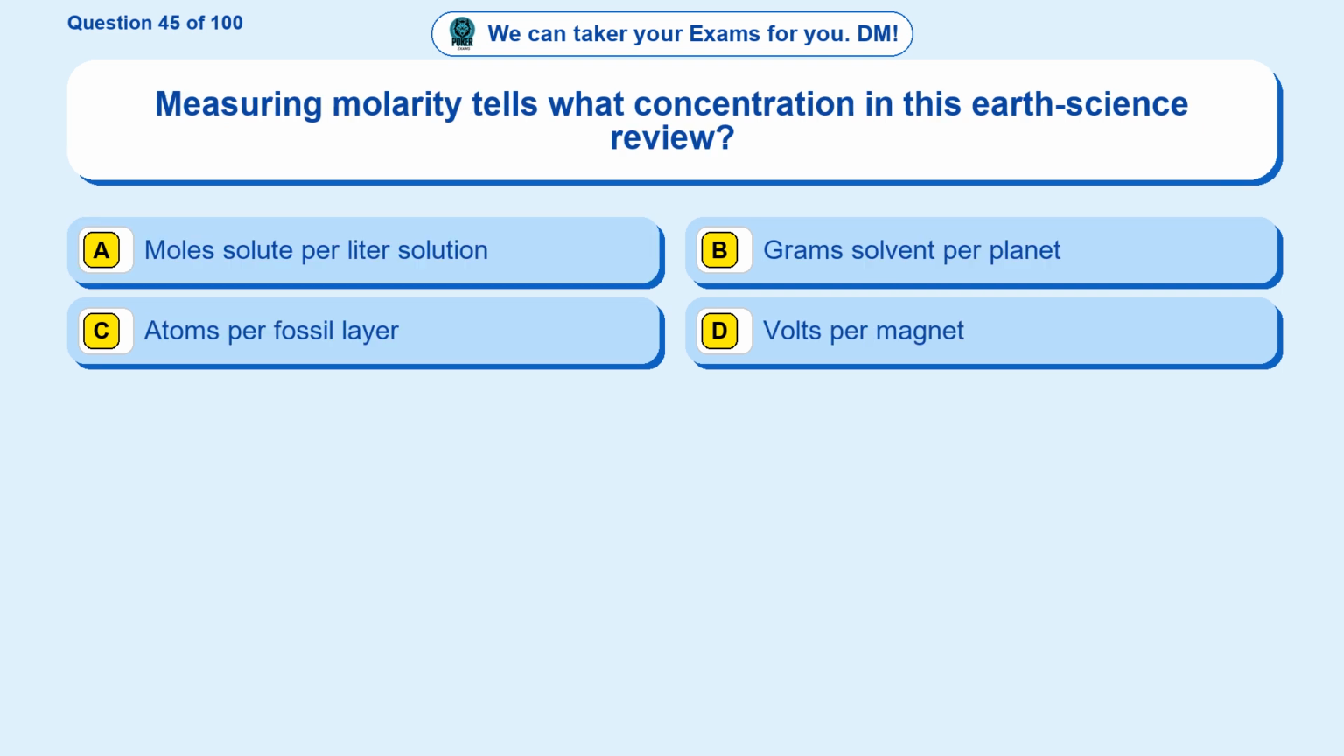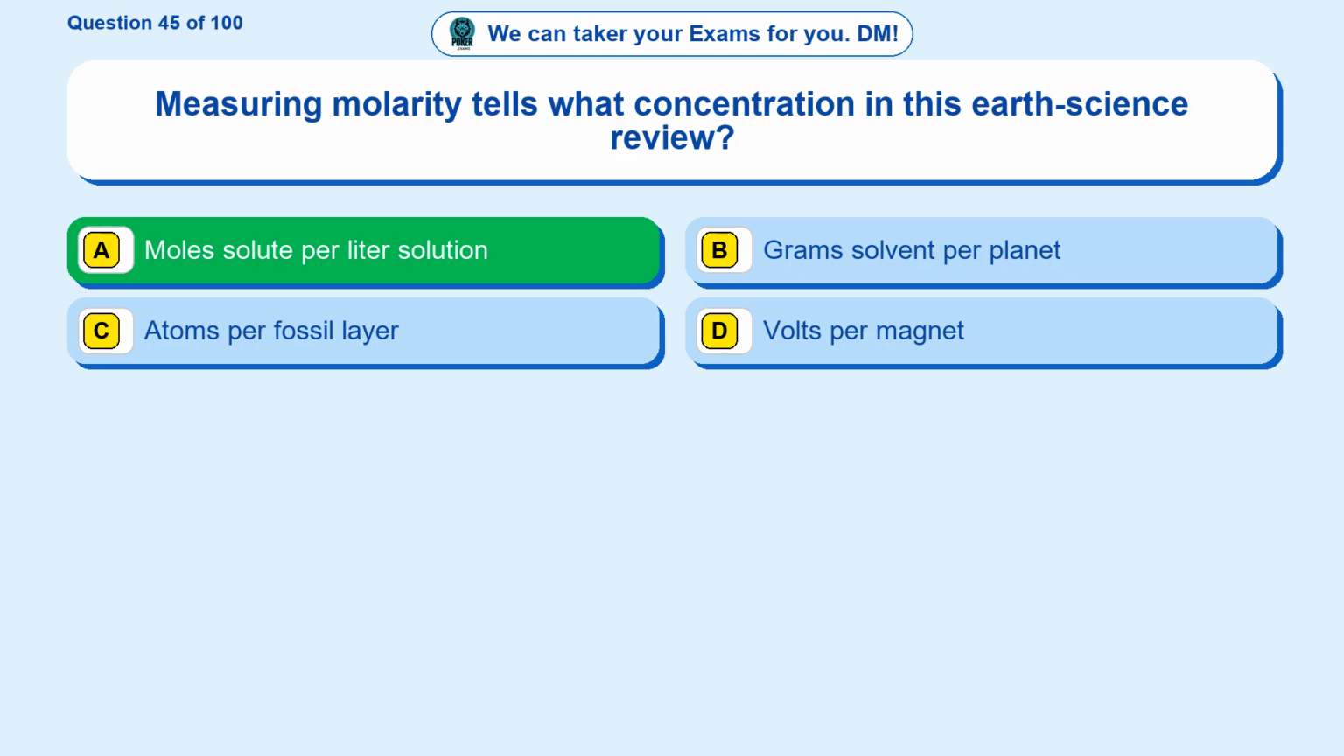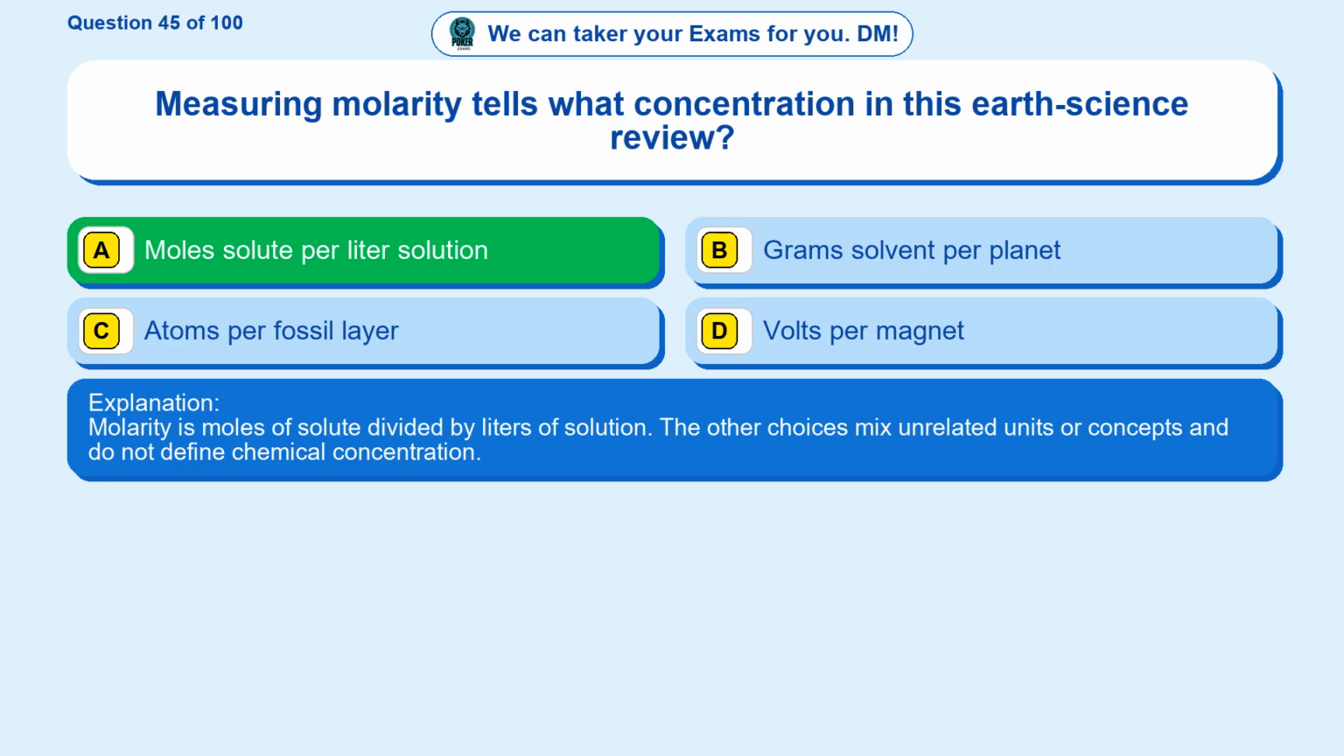Question 45. Measuring molarity tells what concentration in this Earth Science Review? Option A, moles solute per liter solution. Option B, grams solvent per planet. Option C, atoms per fossil layer. Option D, volts per magnet. The correct answer is option A, moles solute per liter solution. Molarity is moles of solute divided by liters of solution. The other choices mix unrelated units or concepts and do not define chemical concentration.